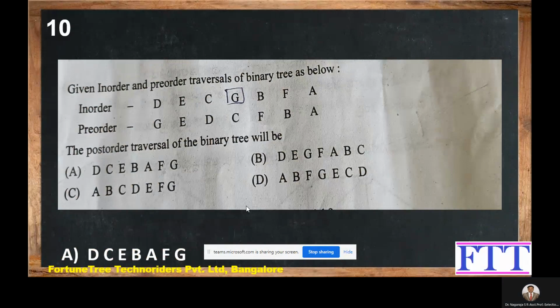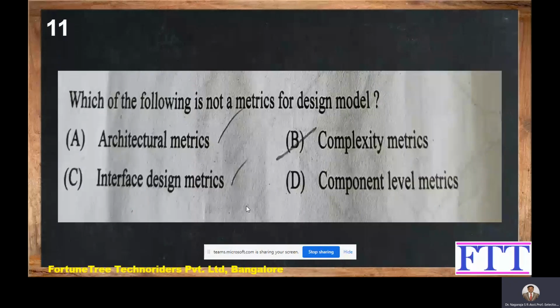Sorry. So coming to the 11th question, which of the following is not a metric for design model? Option A, architecture metric, option B, complexity metric, option C, interface design metric, option D, a component level metric. So here the right answer is option B, a complexity metric.